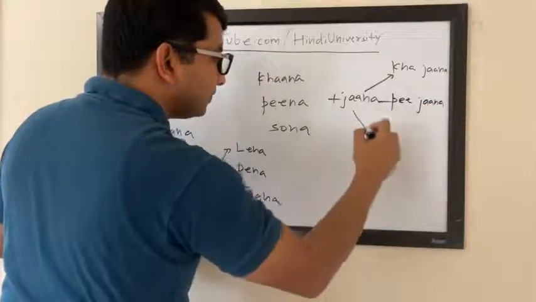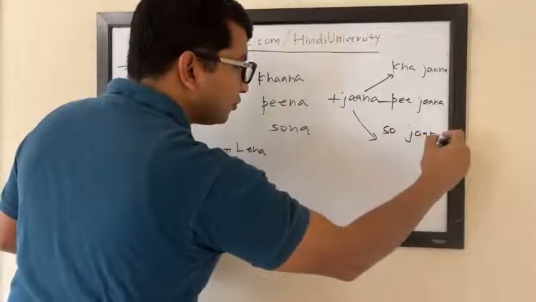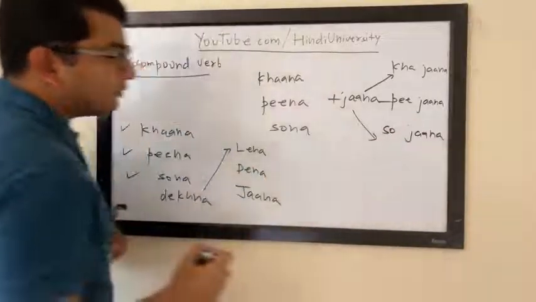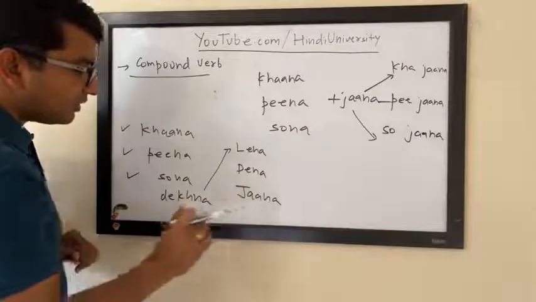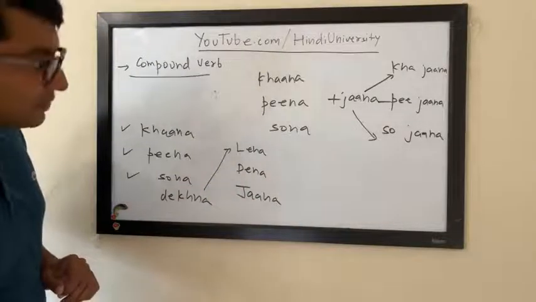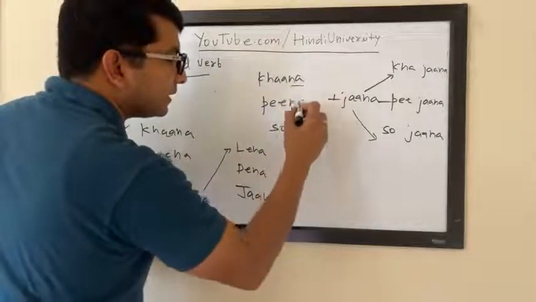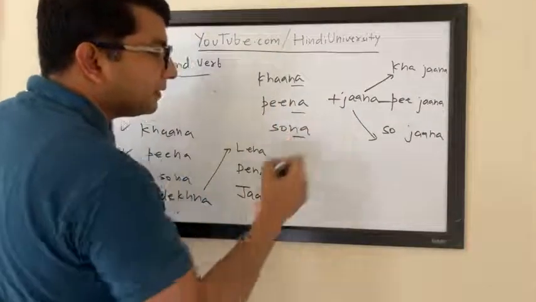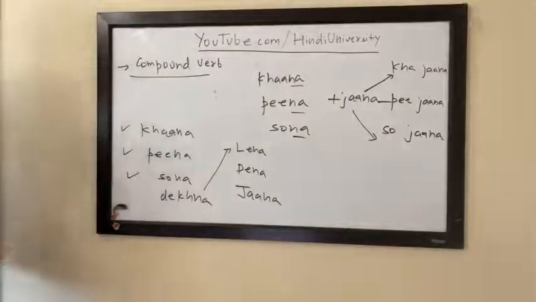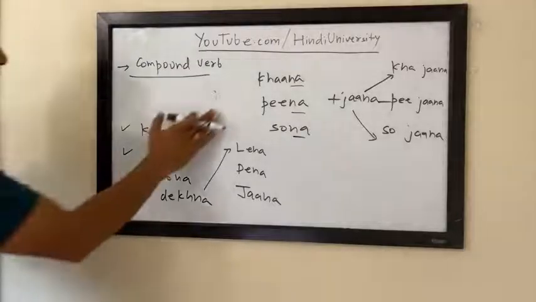And third one, sona plus jana. Sojana. Awesome. So if you notice the pattern, when we're using these auxiliary verbs along with the other verbs, you are removing this na and you're using the base stem of this word along with jana.